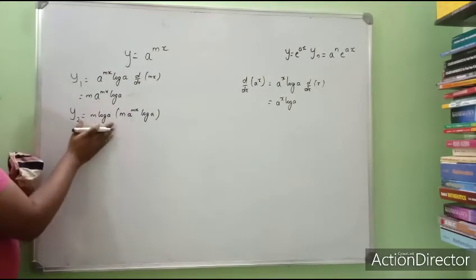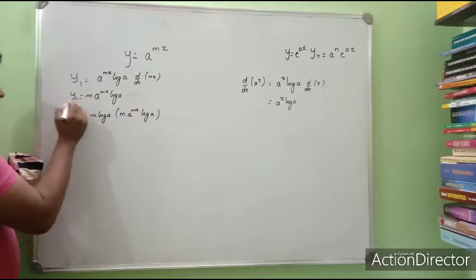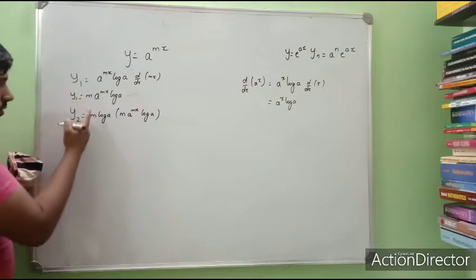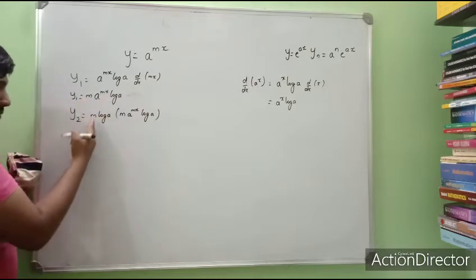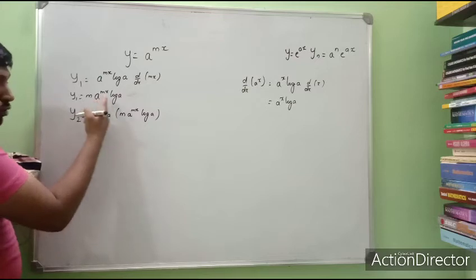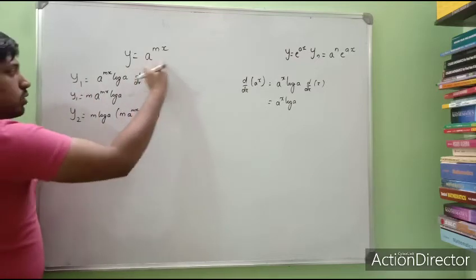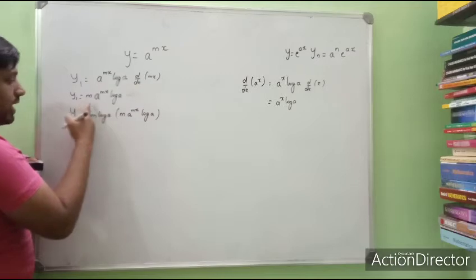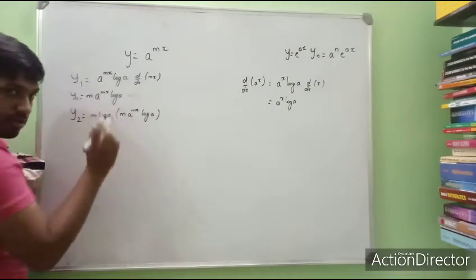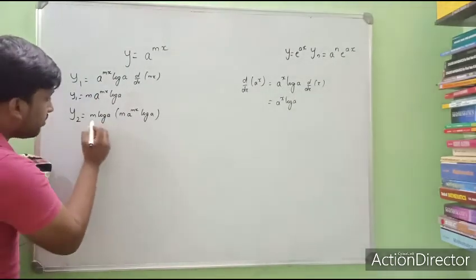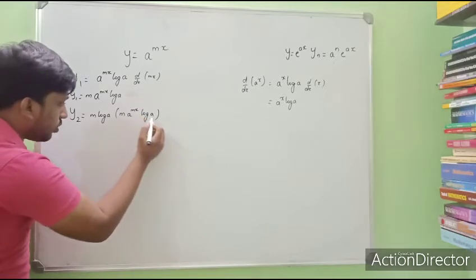So m log a I am taking because I am again differentiating this y1 to get the second derivative. I have taken m log a as constant because it is constant, and I am going to differentiate a to the power of mx again. We know already what we have differentiated, a to the power of mx will give m a to the power of mx into log a. Understanding? Yes. So here m log a into m a to the power of mx into log a.